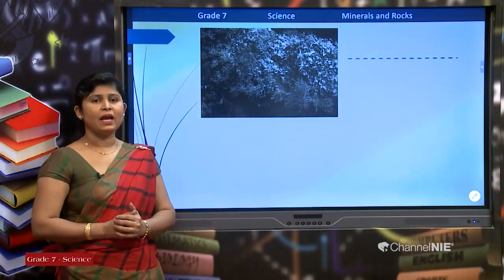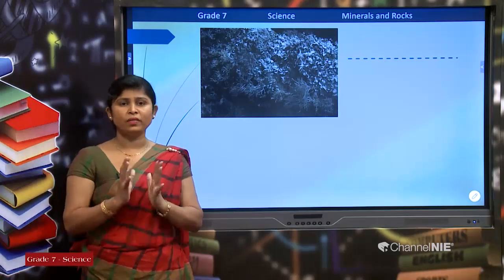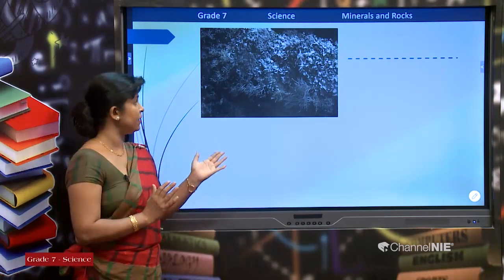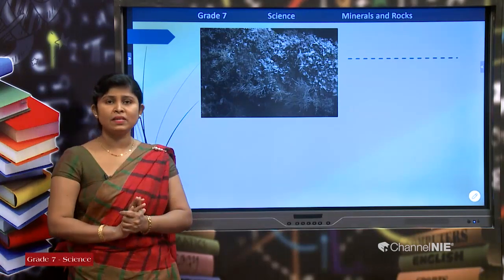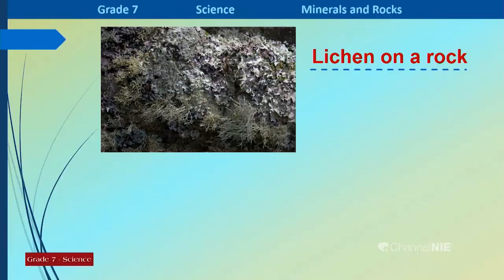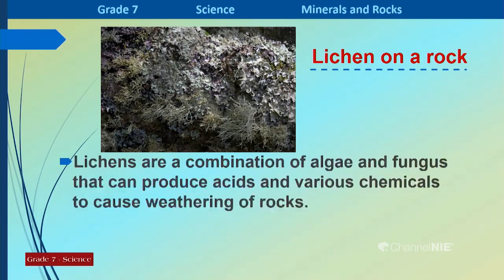What is it? I think you can find this on rocks, and you can find this on the barks of trees, that is known as lichens. Lichen on a rock. I think lichens are patches in white or green colors. You can easily observe them on the barks of trees and on rocks, right. Lichens are a combination of algae and fungus that can produce acids and various chemicals to cause weathering of rocks.